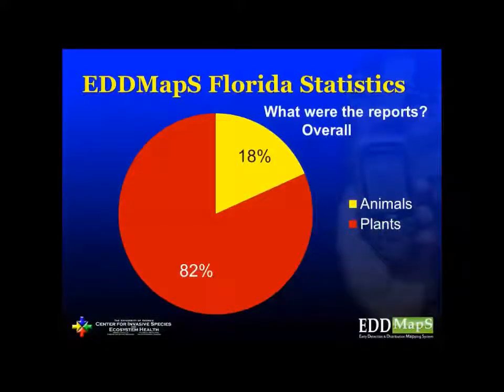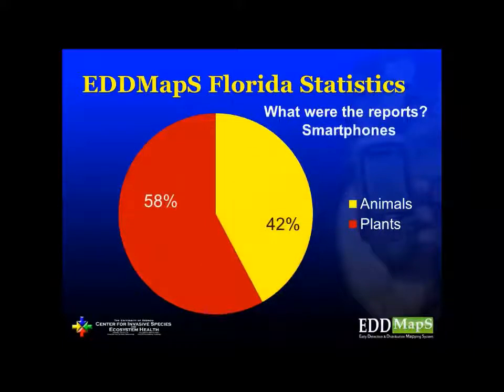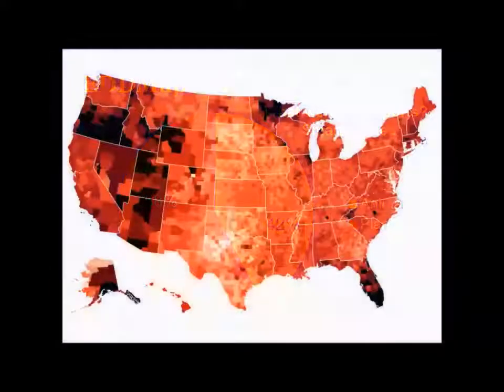This was also interesting. We looked at all the data in EDDMapS for Florida, and 82% of it was plant data. We looked at it for smartphones, and 42% of it was animals. So there's that change where people are actually using the phones to report the animals that are a lot harder to take pictures of and everything.